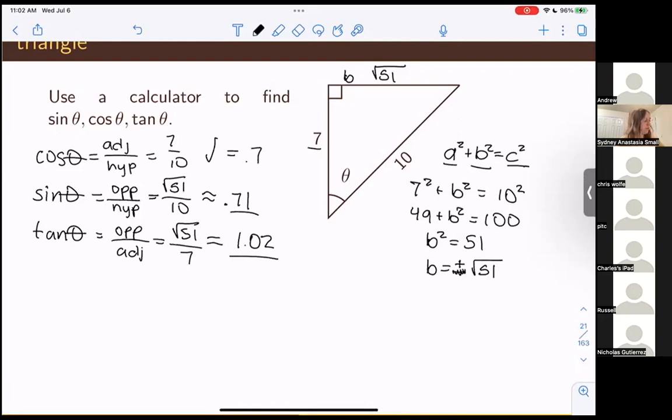Again, these two are both approximations because the square root of 51 is irrational. If you were asked for the exact answer, you would leave it in these forms because the square root forms are exact. These are approximations. Both will work in this class, but if it ever asks for specific, you know how to do both. Okay, are there any questions on this example?